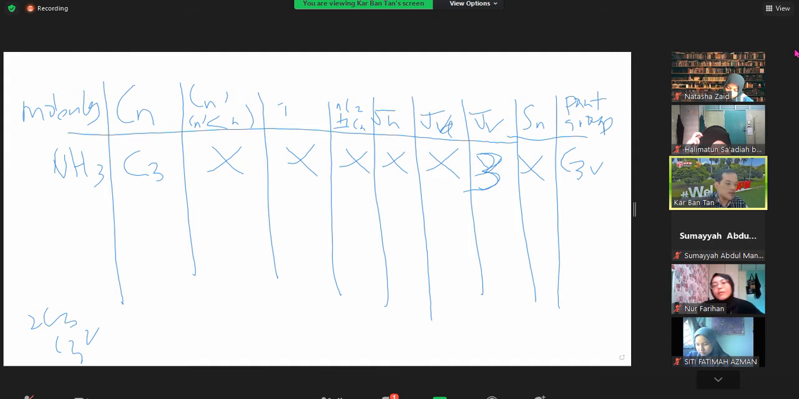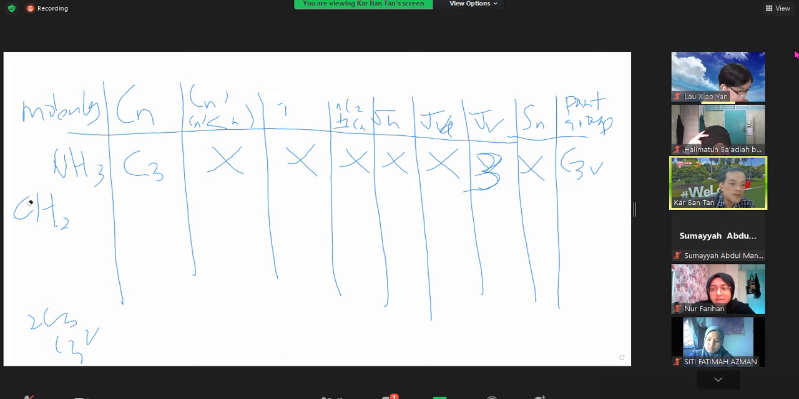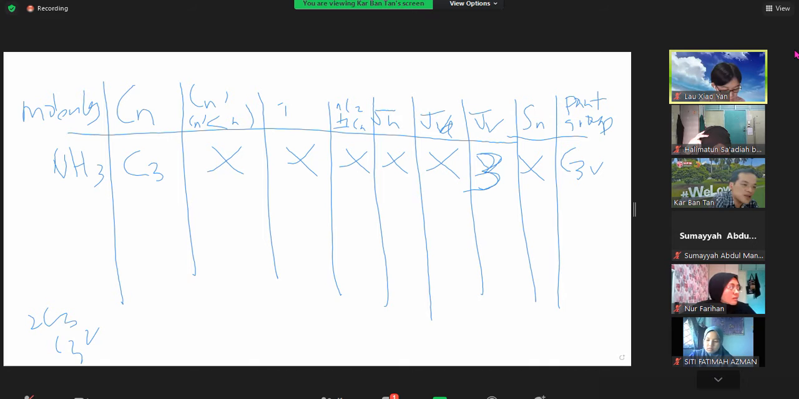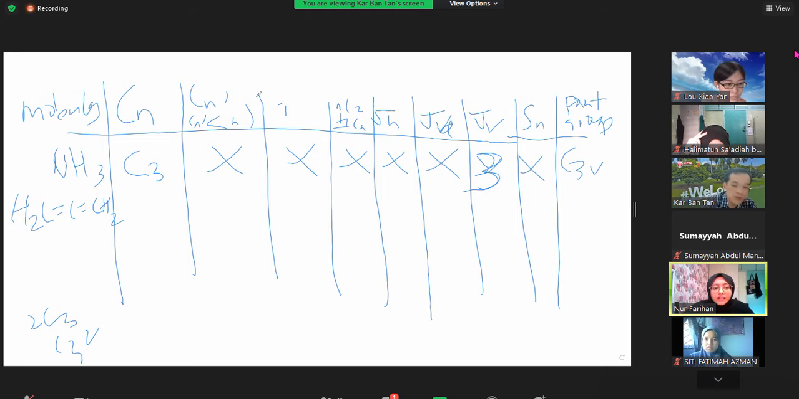Okay, so we have done NH3. What will be the next molecule? H2C double bond C double bond CH2. Hold on. It's supposed to be H2CCCH2, isn't it? Is it this one? Yes.